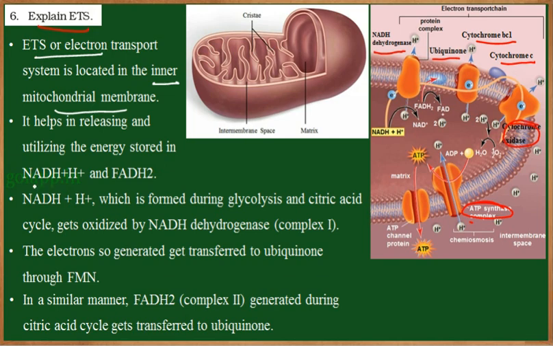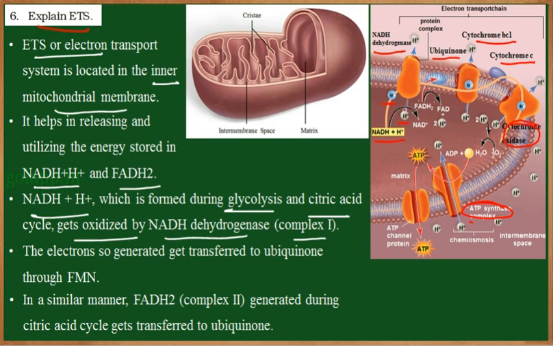The energy which is stored in NADH and FADH2 will be released by the electron transport system. In the first stage, the NADH which is formed during glycolysis and the citric acid cycle gets oxidized by NADH dehydrogenase complex 1. Here we can see the NADH and H plus bind to the NADH dehydrogenase complex, and oxidation takes place, and during oxidation hydrogen is released. The hydrogen contains electrons and protons. The electrons are accepted by the protein and transported to the next one, that is ubiquinone, and then cytochrome BC1, cytochrome C, and cytochrome C oxidase in the same way. So we can follow this line to see where the electron moves.